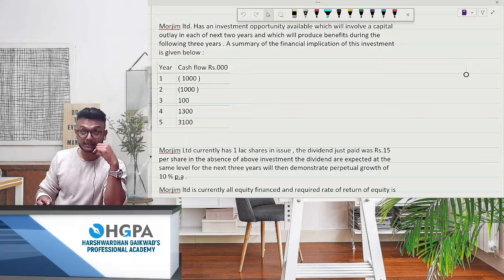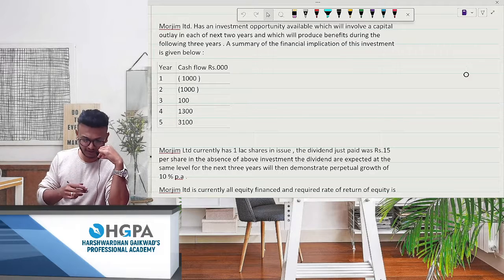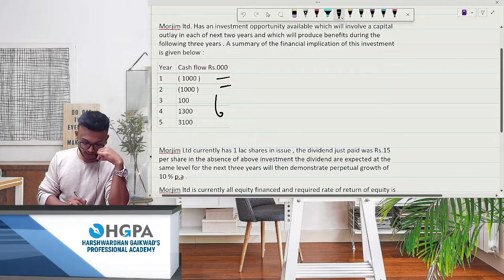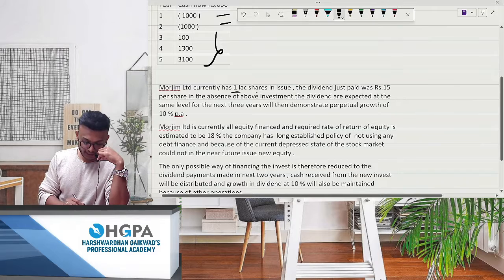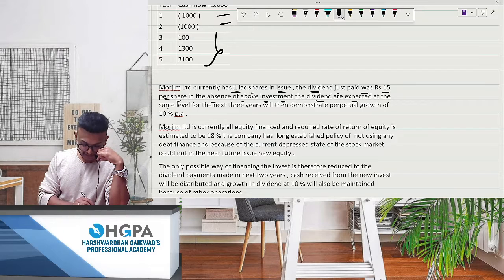Morgim Limited has an investment opportunity available which will involve a capital outflow in the next 2 years. That is shown in the table. 1,000, which will produce benefits during the following 3 years. Like from this is outflow, and from here inflow is starting. Summary of the financial implication of this investment is given below. Morgim Limited currently has 1 lakh shares in issue. Dividend just paid was 15 per share. In the absence of the above investment, dividends are expected at the same level for the next 3 years, which then demonstrate perpetual growth of 10% per annum.